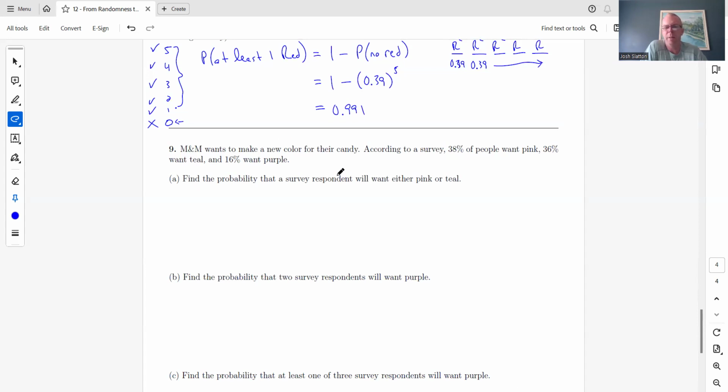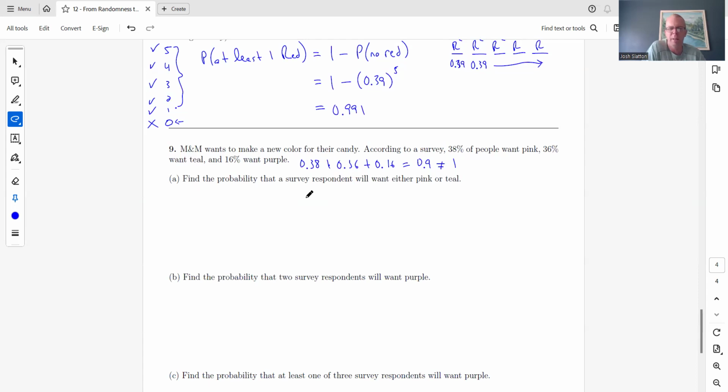One thing to notice about this, so you want to be careful. These do not add up to 100%. So 0.38 plus 0.36 plus 0.16 is, what is that, 52 plus 38. So that's 0.90. That's not 100%. So we're missing something, whatever the miscellaneous color is.